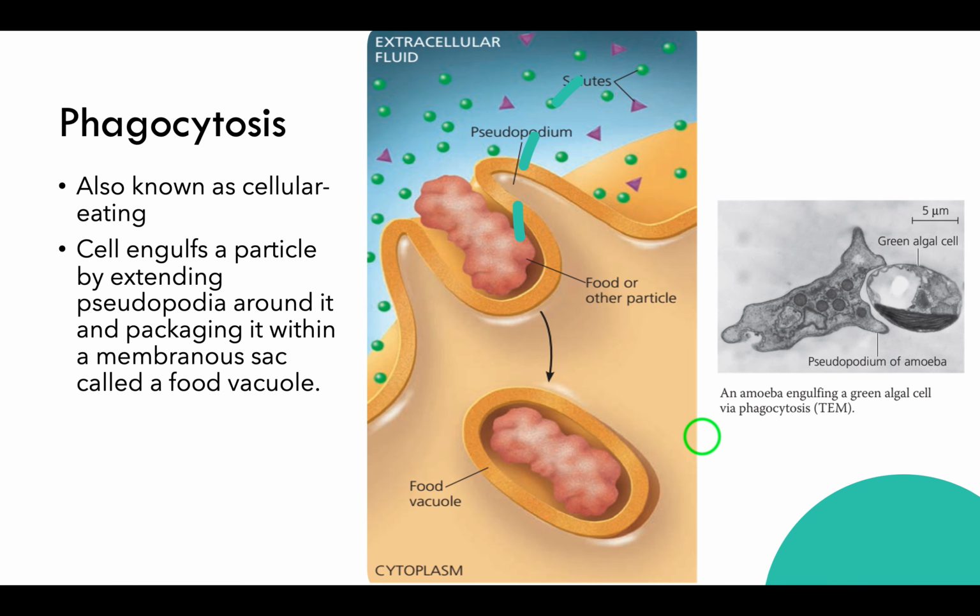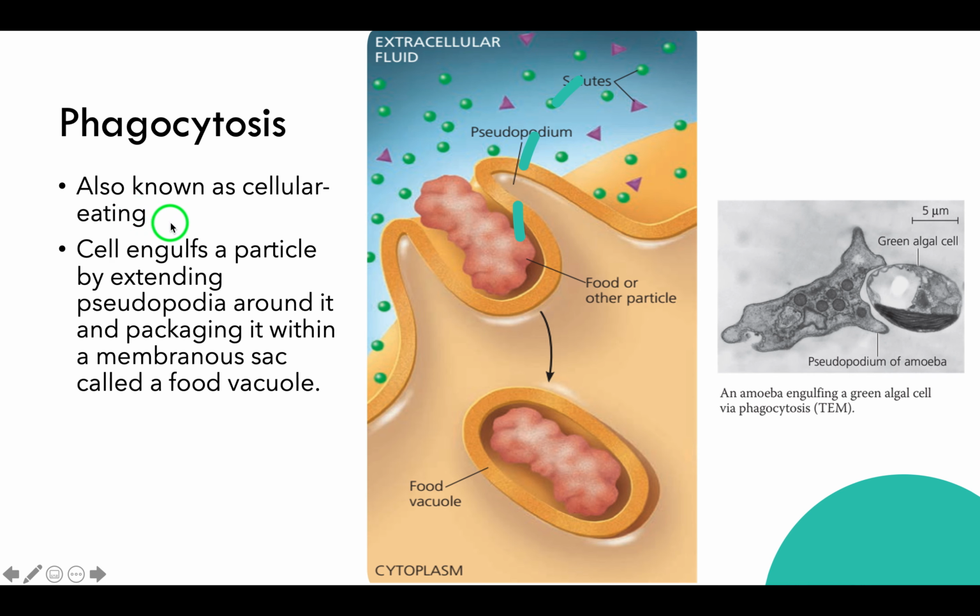Let's take a closer look at endocytosis. In fact, the events of endocytosis look like the reverse of exocytosis. And there are three types of endocytosis, and the one you're seeing is phagocytosis, also known as cellular eating.